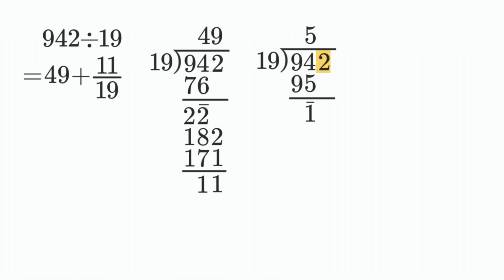Keeping calm. Just stand negative 1. Negative 19. 2 minus negative 9. It's 11. 50 minus 1 is 49. We got the same result.